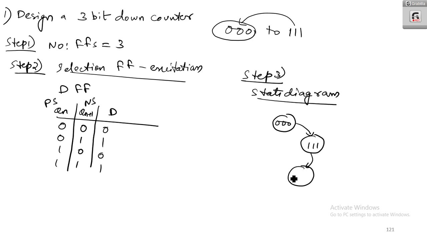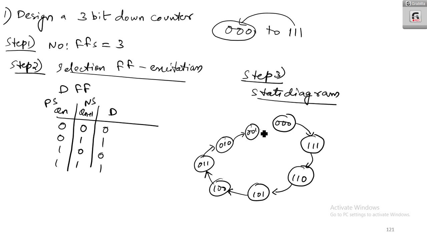That is 6, 5, 4. That is 1, 0, 0, 4, 3, 2. That is 0, 1, 0, 1, 0, 0, 1 and back. So again this 0, 7, 6, 5, 4, 3, 2, 1 and 0. That means coming to 0, the next state will be 7.